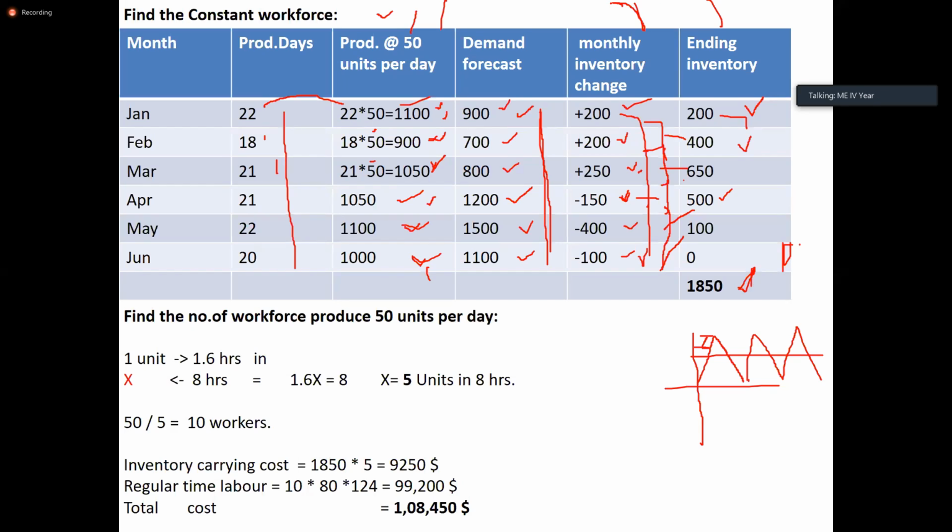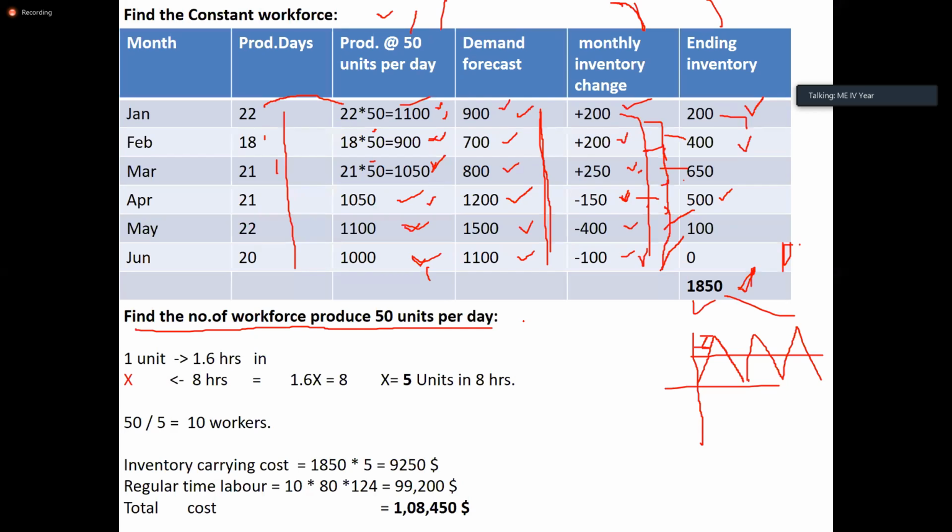Now we already calculated the inventory, how much we are keeping. Now we have to understand how much expenditure we are putting towards the employees. Now find the number of workforce to produce 50 units per day. So here one part is over. If you apply the inventory carrying cost, you will get the inventory expenditure amount.